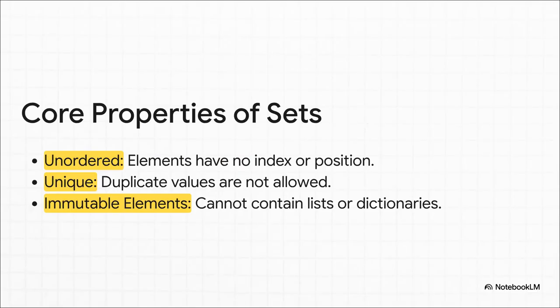So let's lock in these 3 key properties. First, they're unordered. You can't ask for the first or last item. Second, they absolutely enforce uniqueness. Duplicates are just not allowed. And third, the items inside a set have to be immutable, which just means they can't be changed after they're created. That's why numbers, strings, and tuples are fine, but you can't put a list or another dictionary inside a set.